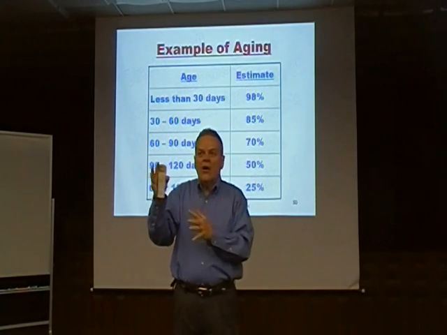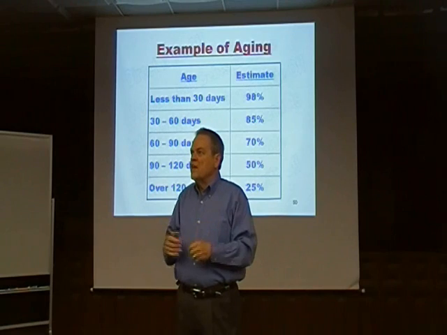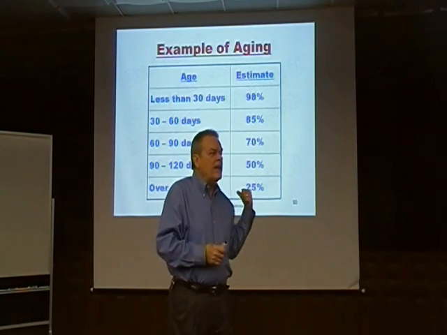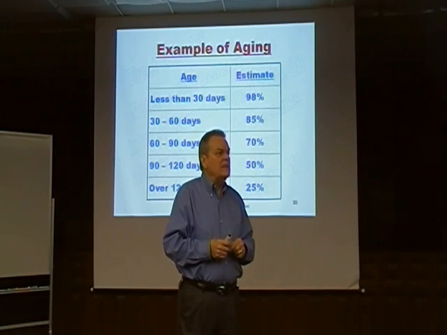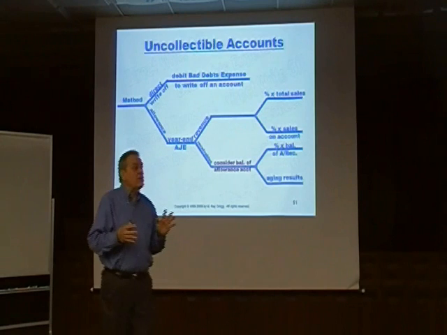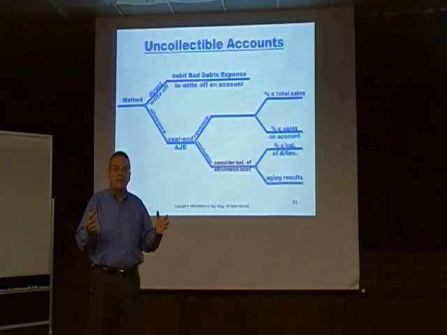We would multiply it out for every group and come up with an estimate of what we think is going to be uncollectible. We're being told that result should be the balance of the allowance account. This, perhaps, is the most accurate way to do it. Now, here's the point of the discussion and the decision tree.